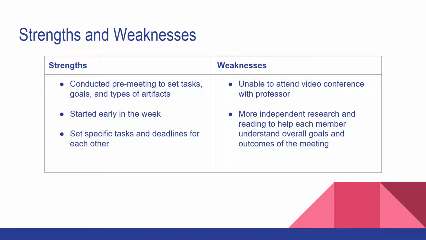In the overall scheme, we had many more strengths and weaknesses after conducting another data meeting. For our strengths, we really enjoyed conducting the pre-meeting to set the tasks, goals, and types of artifacts we were going to be collecting. Even though it required us to meet twice this week, it helped us get on the same page and know what we were doing. We also started early in the week. We held that meeting on Friday, so we had a lot of time to prepare our artifacts for the actual data meeting and get it done in an earlier fashion. We also set specific tasks and deadlines for each other.